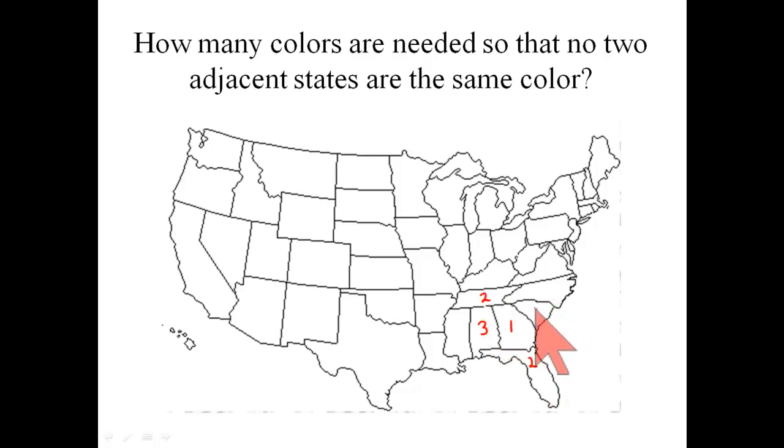And then over here, this could be color 3. And over here could be color 1 again, and so on. And you might just experiment by trying to fill in some surrounding states, pausing the video and seeing what you can do.